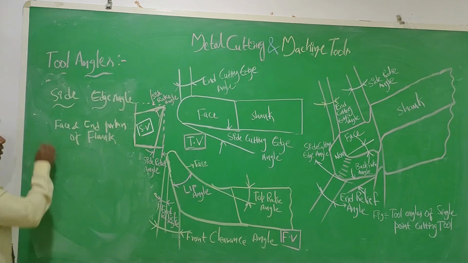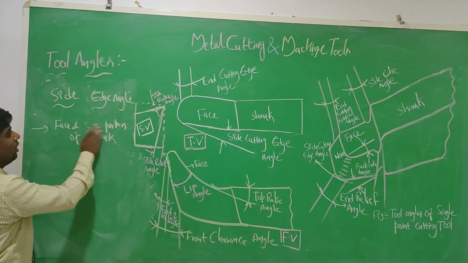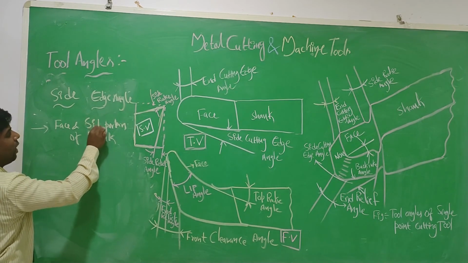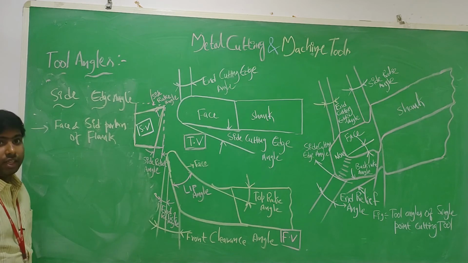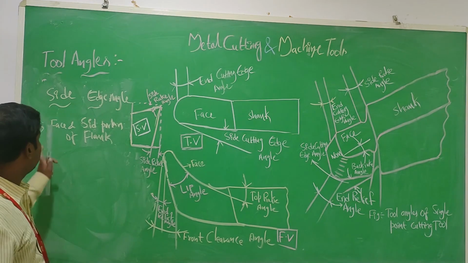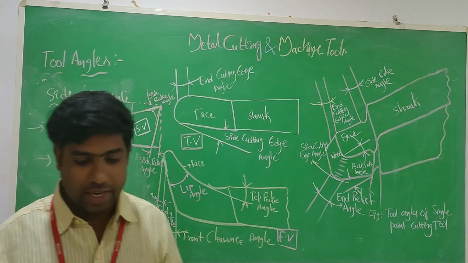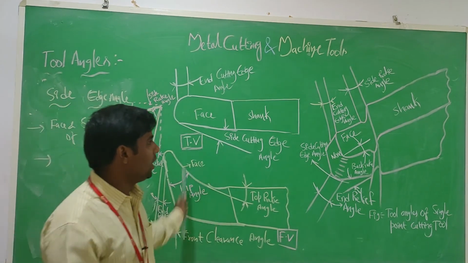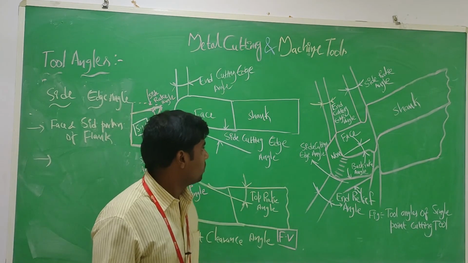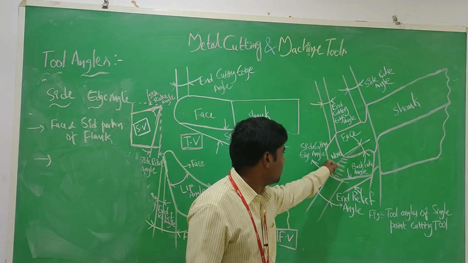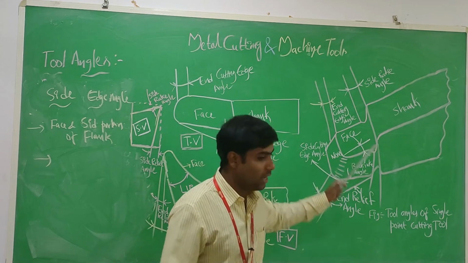Side cutting edge angle is the angle between the face of the tool and the side portion of the flank. The angle between the face of the tool and the side portion of the flank is called the side cutting edge angle. Friends, we have completed all the angles, right? Here, the angle between this part and this part is the back rake angle.